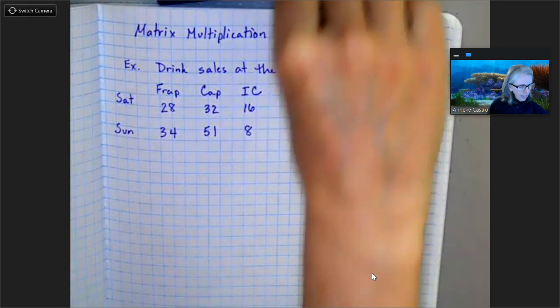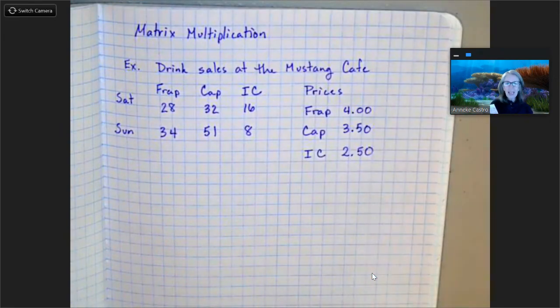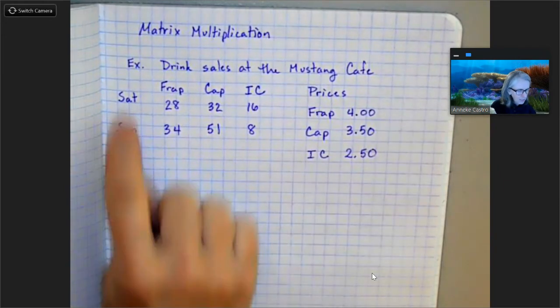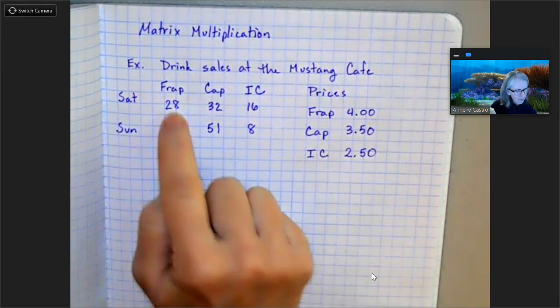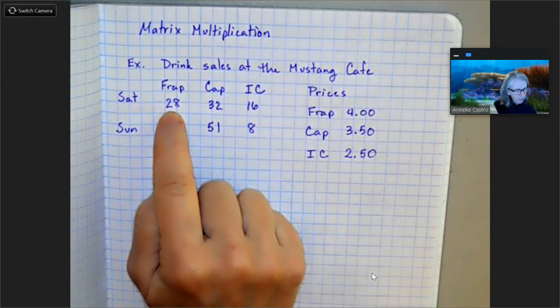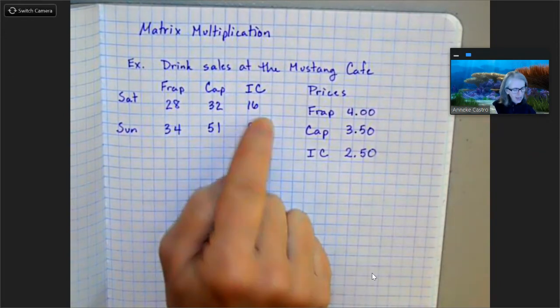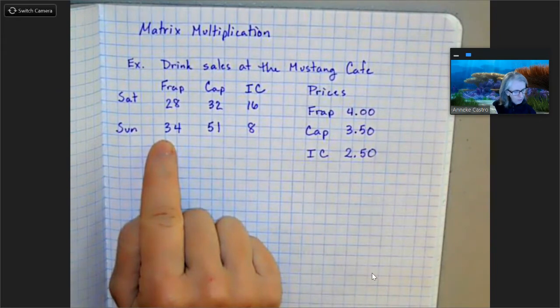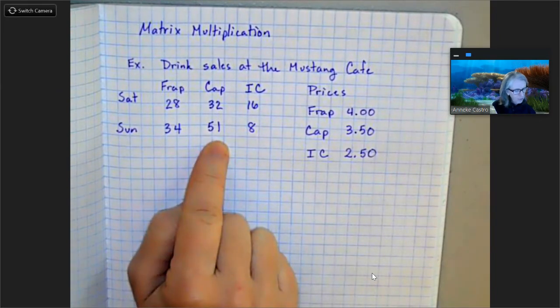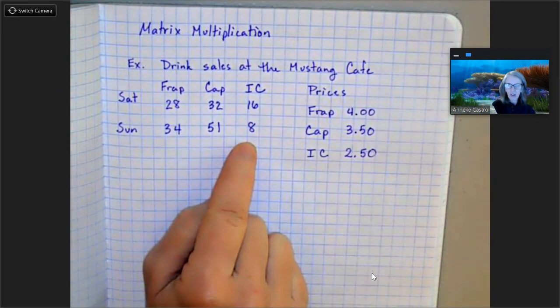Okay, so here we have drink sales at the Mustang Cafe. And I was going to give you the drink sales for an entire week, but I thought, oh my gosh, that's just way too much work. So I cut it down to Saturday and Sunday. So on Saturday at the Mustang Cafe, they sold 28 Frappuccinos, 32 cappuccinos, and 16 iced coffees. And then on Sunday, there were 34 Frappuccinos, 51 cappuccinos, and 8 iced coffees.